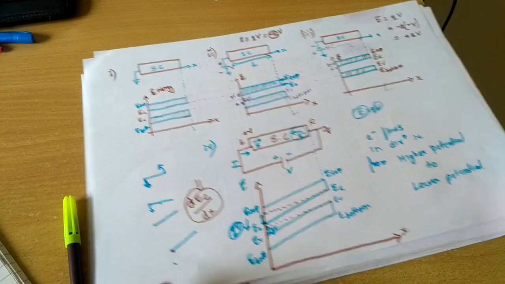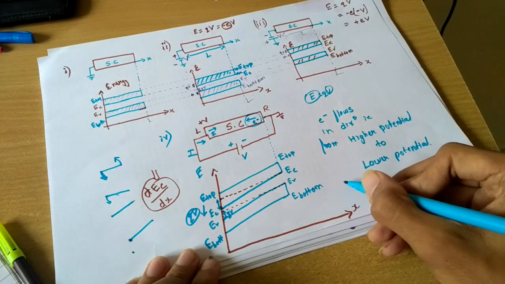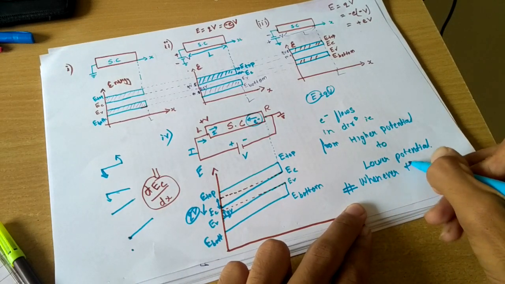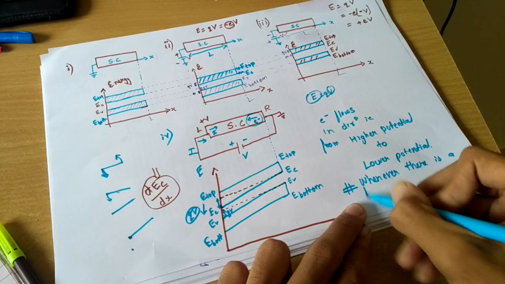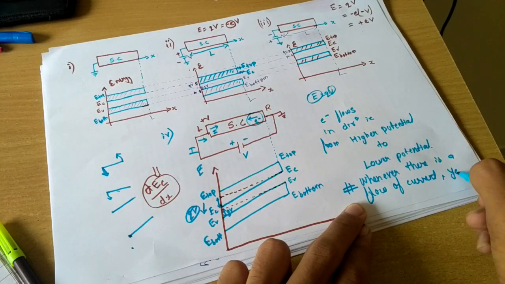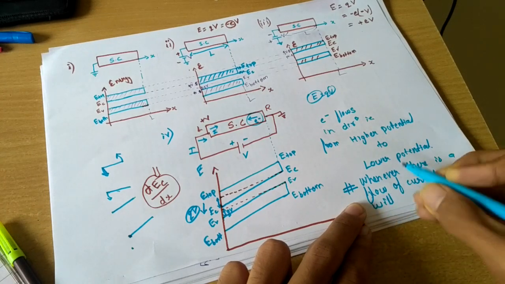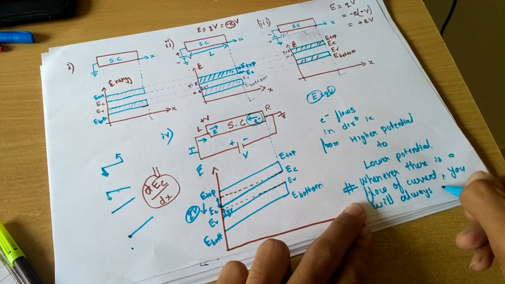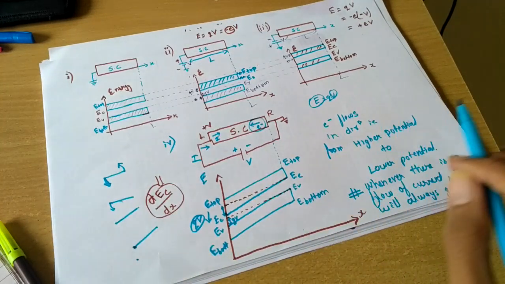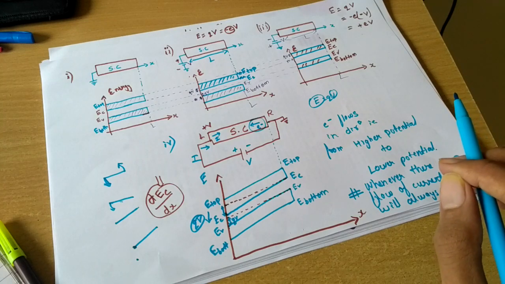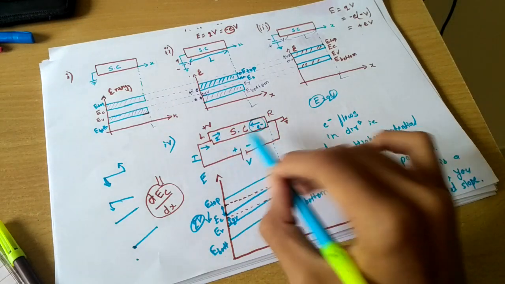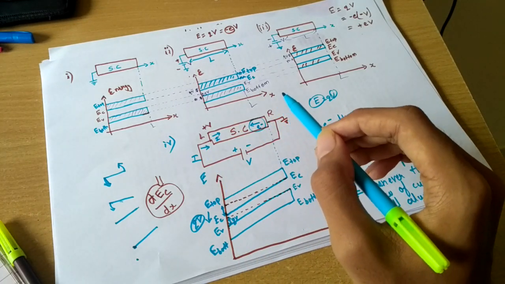And always note that whenever there is a flow of current, you will always get a slope in the energy band diagram. So in options, if there are options which don't have any kind of slope, just neglect them if the condition is of a closed circuit, that is, current is flowing through the semiconductor.